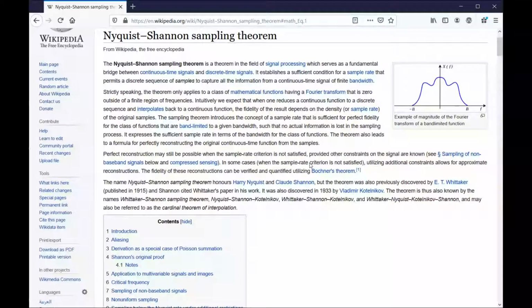So to start off with, I will have NVDA read the beginning of this Wikipedia article so you can get a sense for how a screen reader sounds if you haven't heard it before. The Nyquist-Shannon sampling theorem is a theorem in the field of link signal processing which serves as a fundamental bridge between link continuous time signals and link discrete time signals. It establishes a sufficient condition for a link sample rate that permits a discrete sequence of samples to capture all.